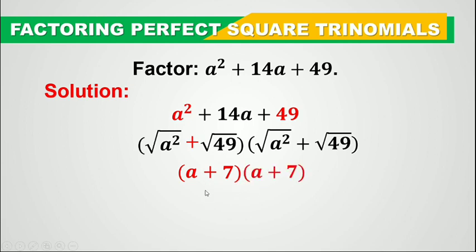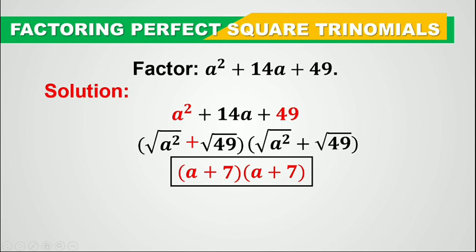So therefore, the factors of a squared plus 14a plus 49 is a plus 7 times a plus 7. So in order for you to check your answer, you could multiply these two, and then you're still gonna get the same answer as this. Because factoring perfect square trinomials is actually just the reverse method of getting the product of these two terms. So if we're gonna get the product of these two terms, this binomial, we're still gonna get a squared plus 14a plus 49. So factoring is like the reverse of multiplying or squaring binomials.